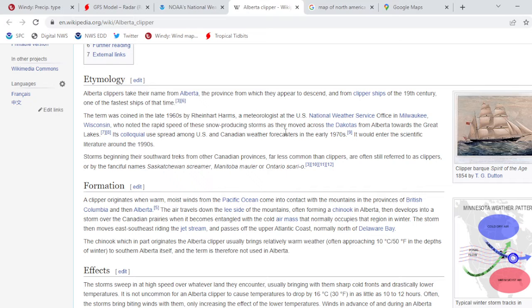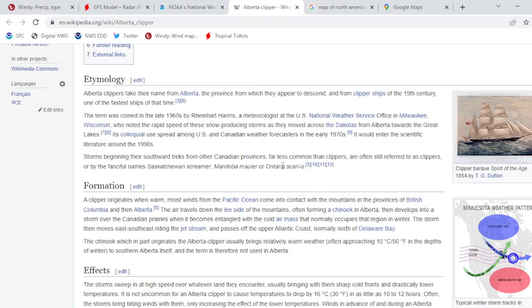It would enter the scientific literature around the 1990s. Storms beginning their southward treks from other Canadian provinces, far less common than clippers, are often still referred to as clippers, or by the fanciful names Saskatchewan Screamer, Manitoba Mauler, or Ontario Scario. I have never heard of those.